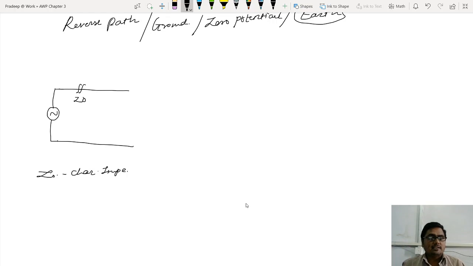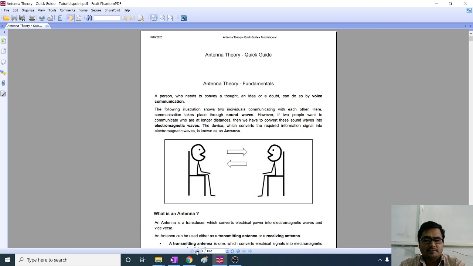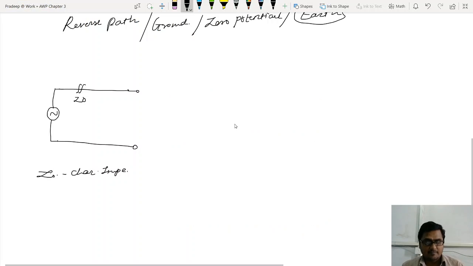Now see, the transmission line is fed at one end and it is open at the other end. Look at this, it is completely open. I'm not going to connect anything here. Nothing is connected. At this end, for example, if I say this is terminal A and this is terminal B, then between terminal A and terminal B, the impedance is infinite because they are completely open circuited.